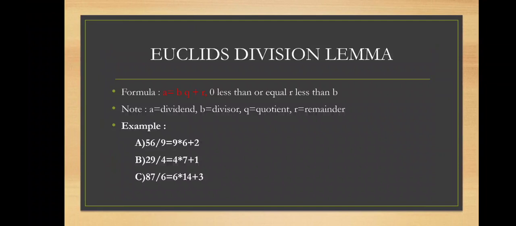Now, let us learn Euclid's division lemma. It says that any number can be written in this form. Dividend equals divisor into quotient plus remainder. Here, remainder is always smaller than divisor. Let us see examples.